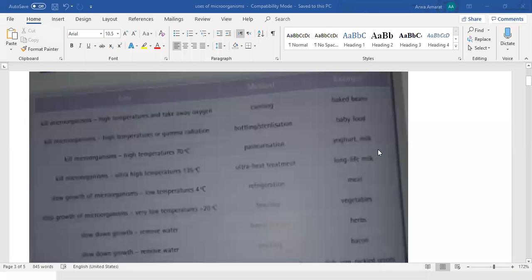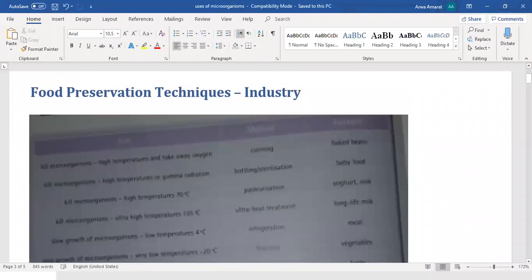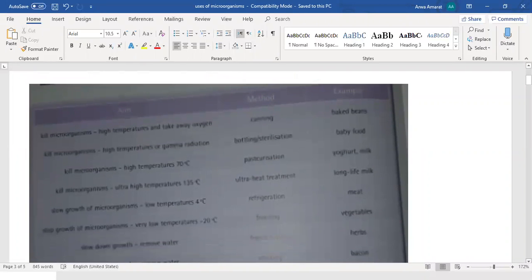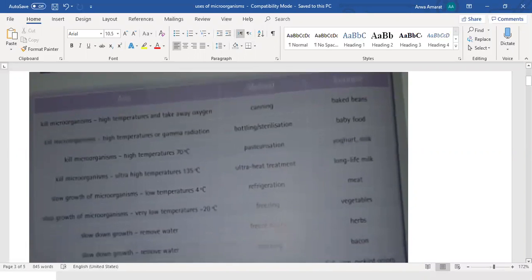So, how to preserve food, how to handle food and protect it from microorganisms. Okay, in your book, on page 174, table 3.1, it's very important.